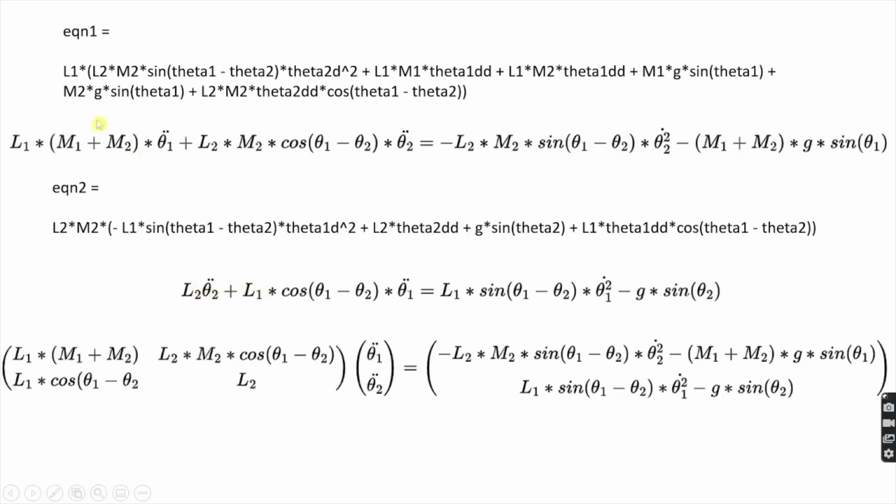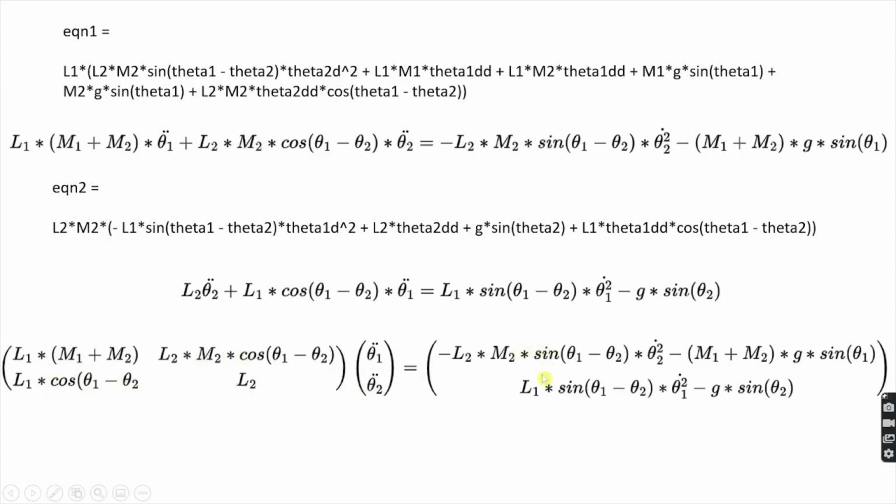And now these two equations here, we can rewrite them in matrix form with this left hand matrix times the column vector theta 1 double dot, theta 2 double dot, simply equaling the right hand side here and here. And then to get theta 1 double dot and theta 2 double dot, to solve for these, we just multiply by the inverse of this matrix.